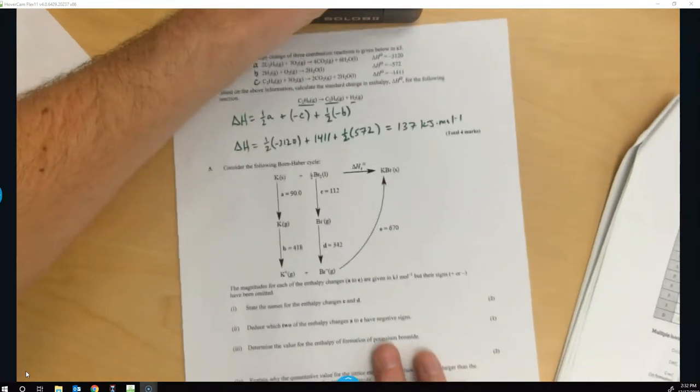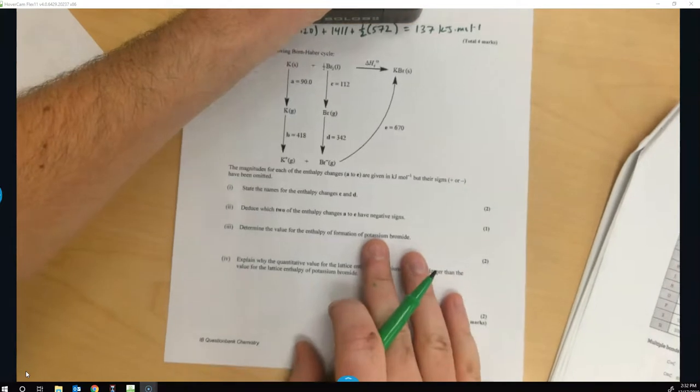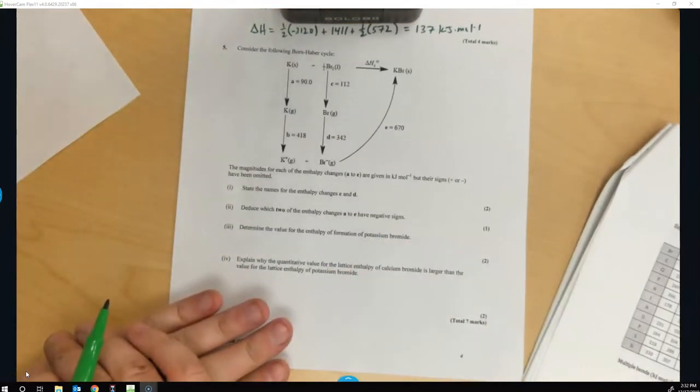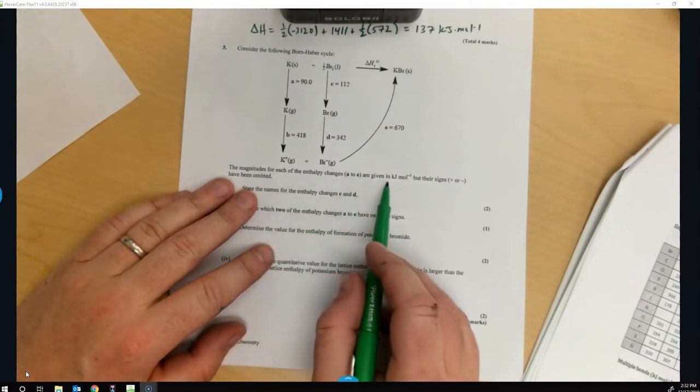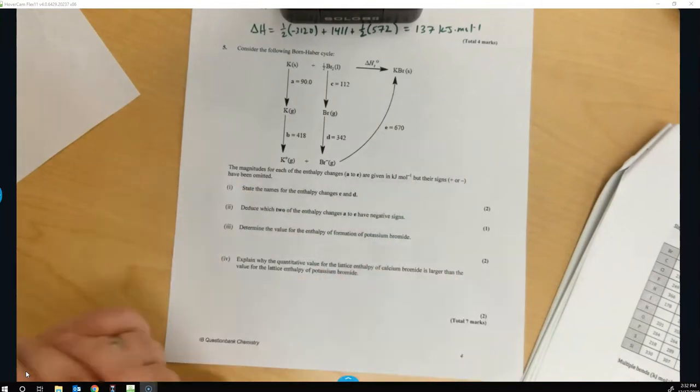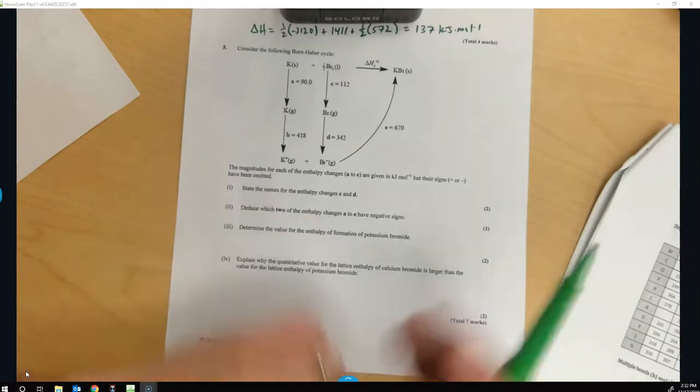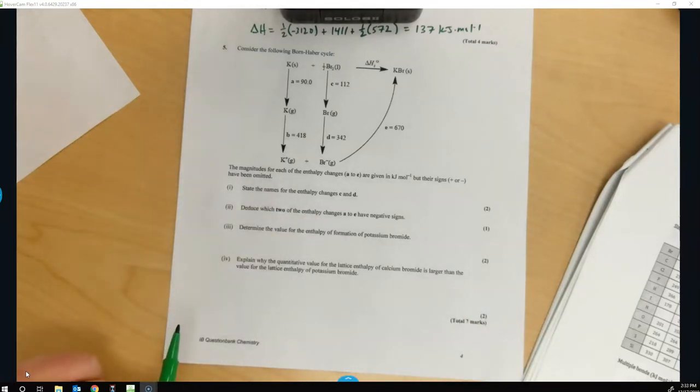Finally, last problem, a Born-Haber cycle. It tells us the magnitudes for each of the enthalpy changes are given in kilojoules per mole, but their signs have been omitted. So state the names for the enthalpy changes labeled C and D.